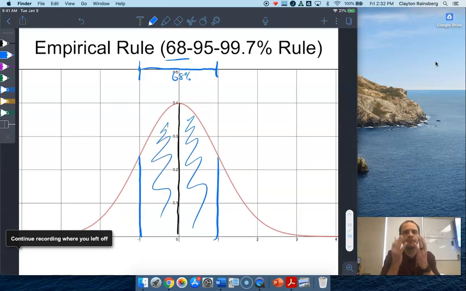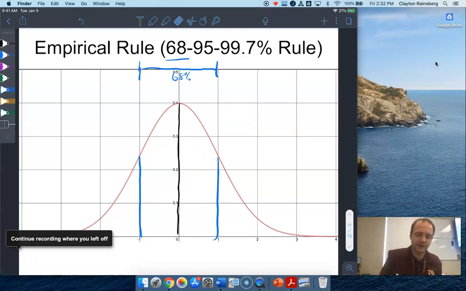Well, if 68 is in both combined and it's symmetrical, we're going to divide by 2. And so this is 34%. And this is 34% of the information. Next, we have 95. And I'm going to slide this 68% down.